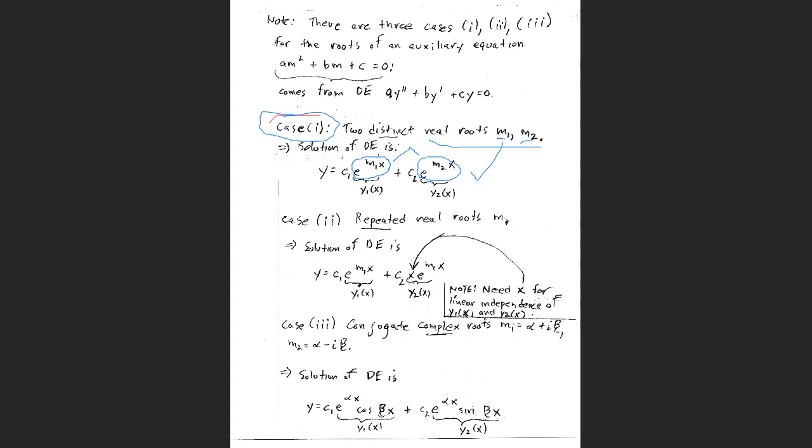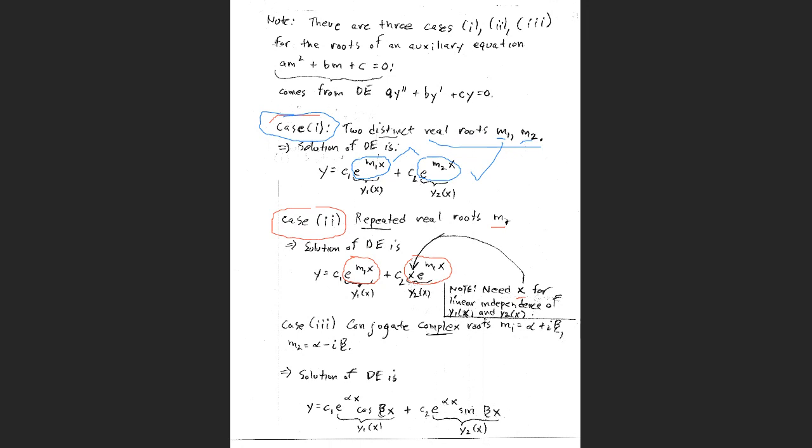Now, what if you were to have a repeated real root? Well, that's the second case. Again, what you want to do is construct your general solution, but this time one solution is going to be e to the power m1x. The other solution is going to be x times e to the power m1x. We have that x inserted because we need linear independence of y1 and y2.